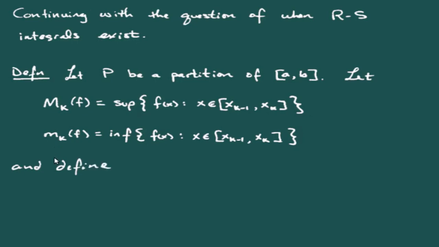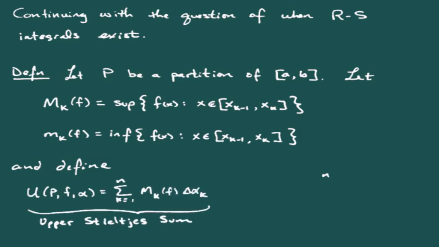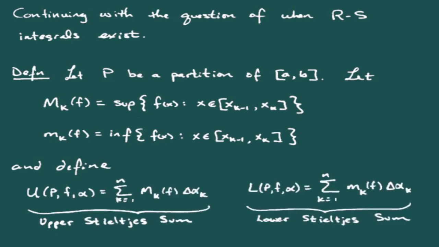Then we can define two sums. We can define the upper Stieltjes sum, which is just the sum of the capital M sub k of f times the delta alpha sub k's, and the lower Stieltjes sum. The lower Stieltjes sum is just the sum of the little m sub k of f times delta alpha sub k, and that's summed over all of our subintervals.